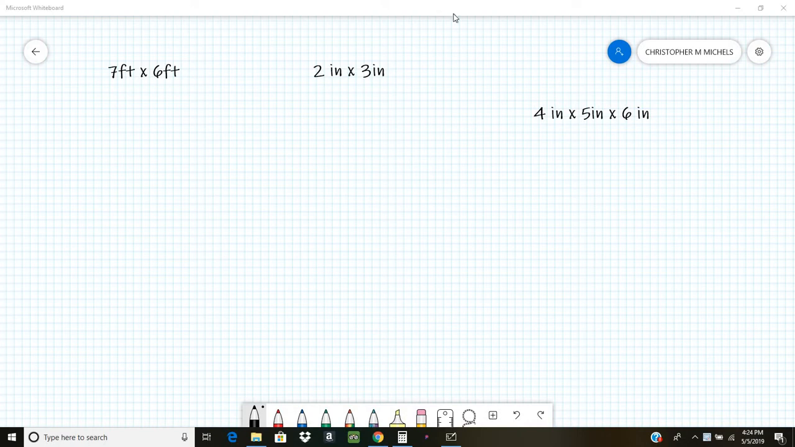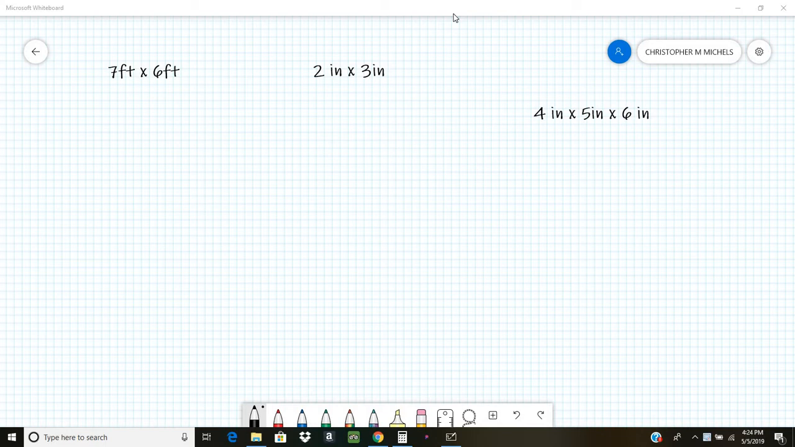Okay, let's talk about working with units of measurement. Now we're in the measurement module, so we have to start thinking about what happens when we run units of measurement through the four basic operations, adding, subtracting, multiplying, and dividing, and how that affects the units.